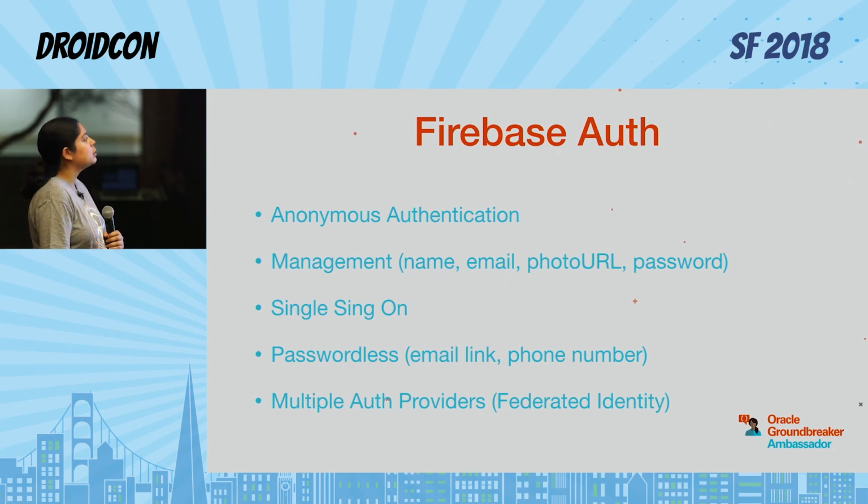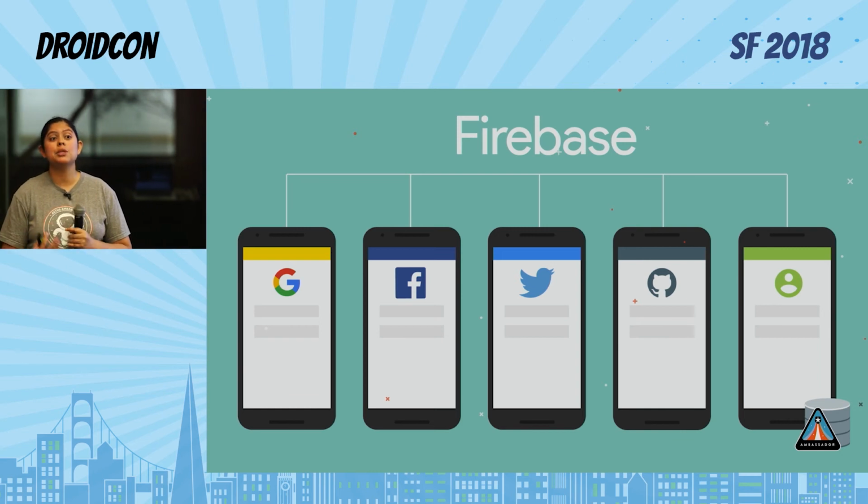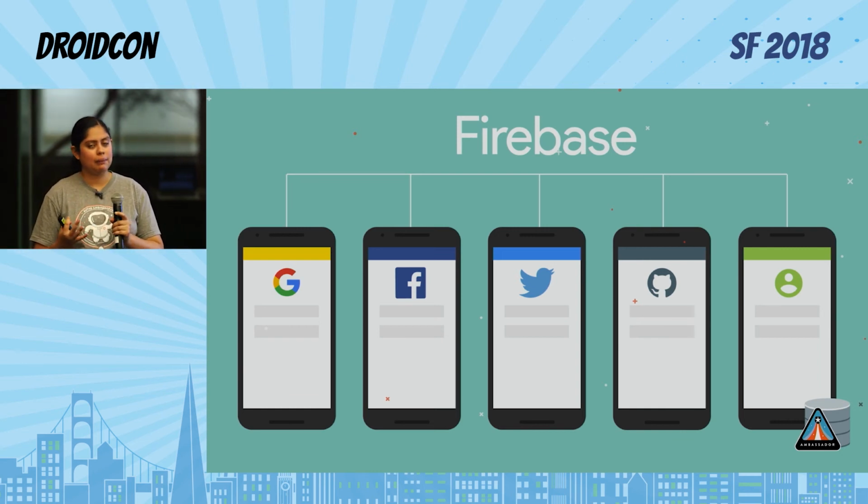And we have single sign-on. We have passwordless with email link and phone numbers. And we have multi-auth providers, federated identities for Google, Facebook, Twitter, and GitHub. So we have quite a small set of options. But sometimes we need more options, sometimes.